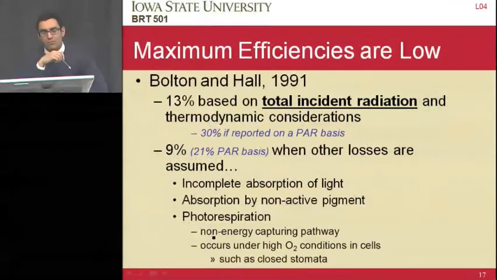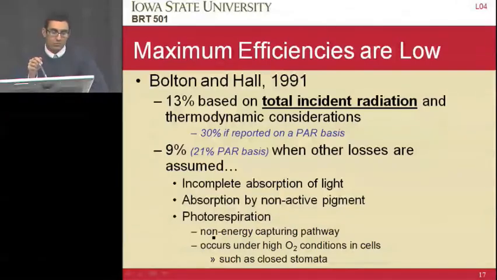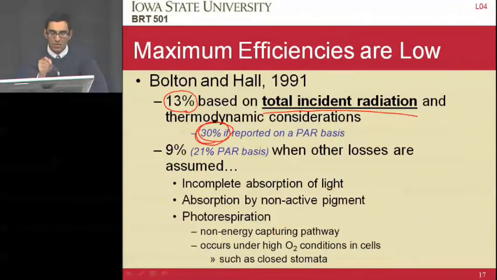The maximum efficiencies of photosynthesis are relatively low. Bolton and Hall did an analysis and suggest that photosynthesis cannot be more than 13% efficient on a total incident radiation basis. And if you instead say, no, how about on a photosynthetically active radiation basis, they argue that it's about 30% efficient maximally.